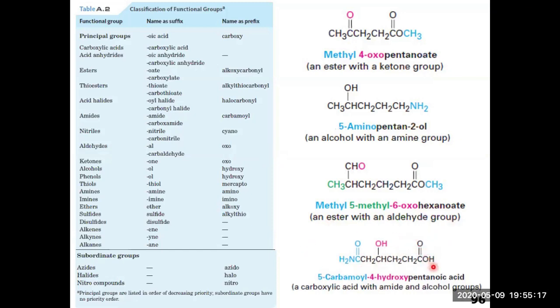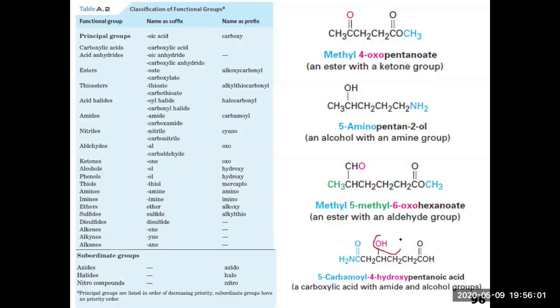So we have carboxylic acids, your alcohols, and your amides. Now, if we look at the principal groups, the carboxylic acids rank highest as compared to your amides and to your alcohols. So in this case, this molecule will be named as a carboxylic acid. Now, what happens to your alcohol and to your amide groups? These groups will become substituents.